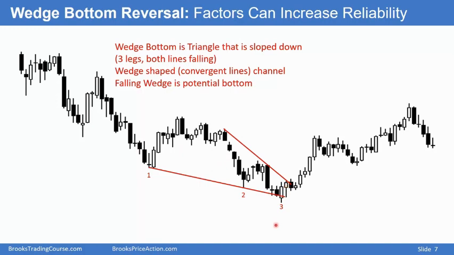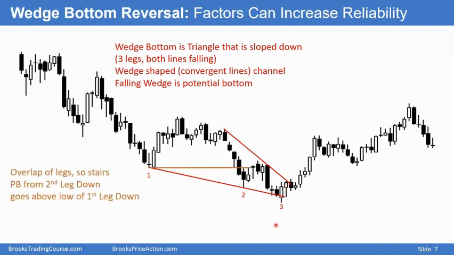We're getting overlap. If you're looking for a wedge bottom, you want overlap. You want the pullback from the second leg to go above the low of the first leg. That increases the chances that if you start to get a reversal, it'll be a successful reversal.